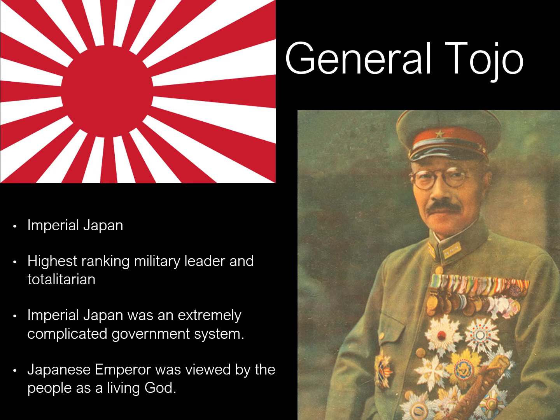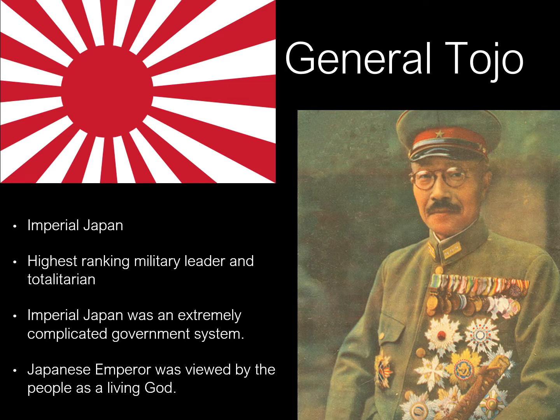General Tojo, Imperial Japan, the highest ranking military leader of the totalitarian government. To put it lightly, Japan's government was extremely complicated. For one reason, the god was the emperor. The Emperor Hirohito was viewed as a living god. But Japan had combined the elements of European imperialism with former Japanese shogun stuff. Two very powerful militaristic styles there.